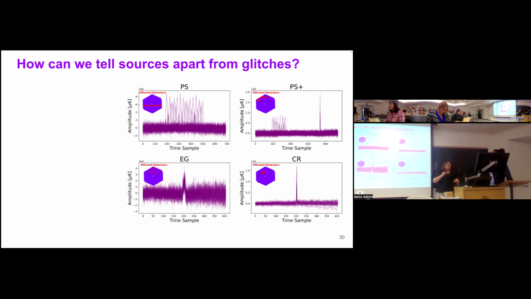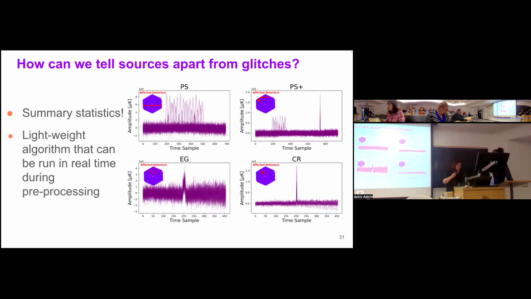But we want to be able to run this in real time thanks to the Simons Observatory on site, so we need a lightweight way to do this. What we do is compute a set of summary statistics for each of these snippets. Then we can use those as features in a machine learning algorithm to quickly identify what we think this thing is during the processing stage.